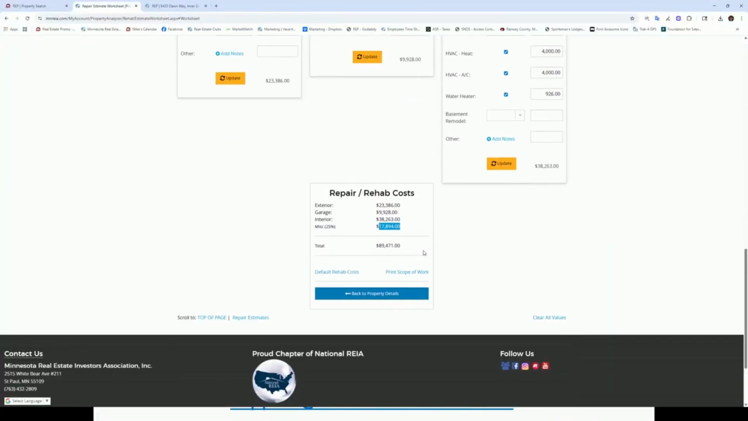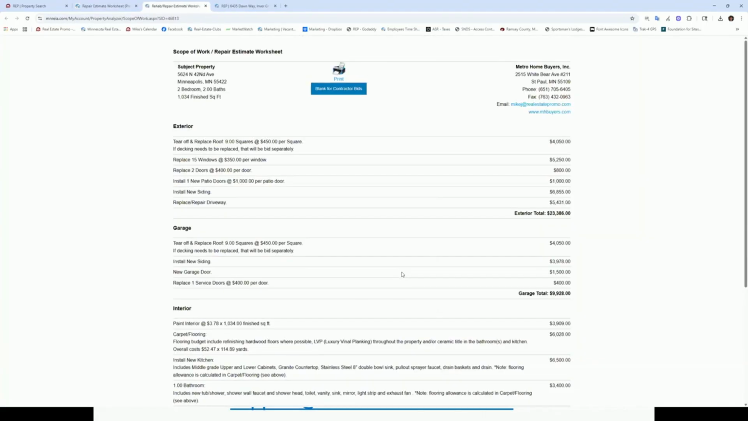All right, so the system has calculated out our numbers, and this allows us to go through the property, especially just taking our phone, go through the property on our phone, hit some check boxes, enter some quantities, and it'll give us what the repair budget on that property should be. And then you'll see there's a link here that says print scope of work. And the scope of work was just generated for us by the system. We didn't have to do anything.